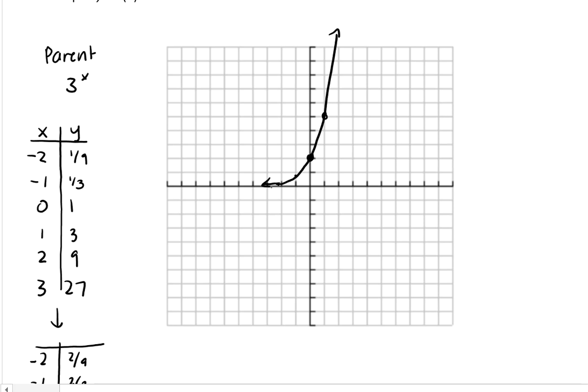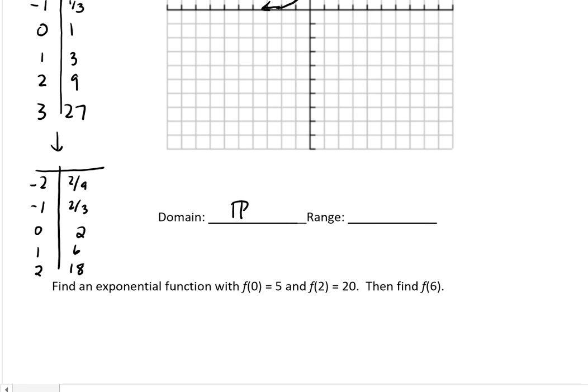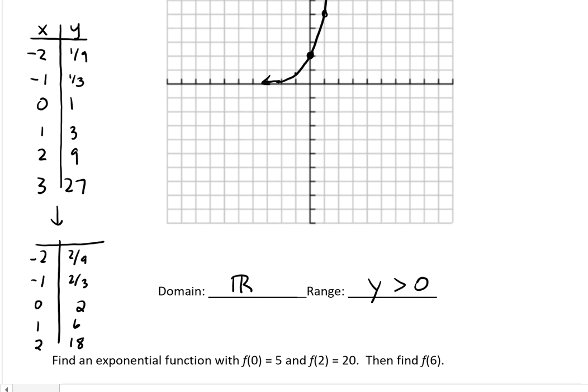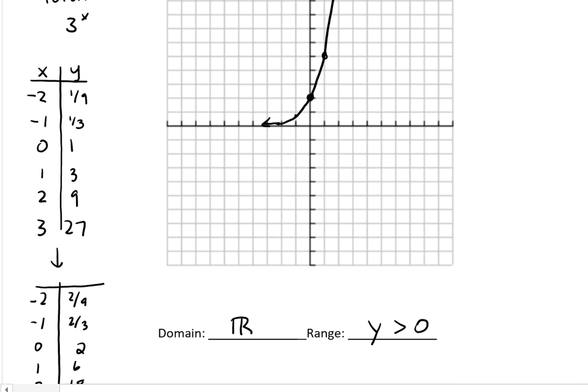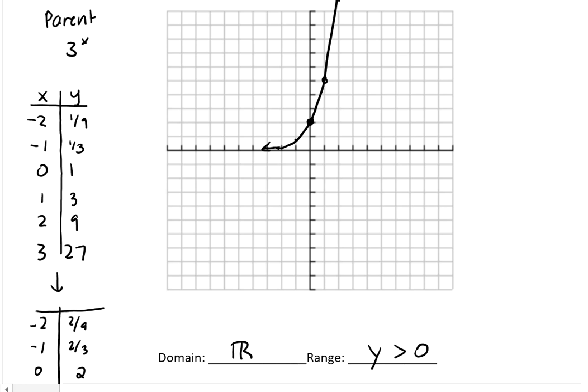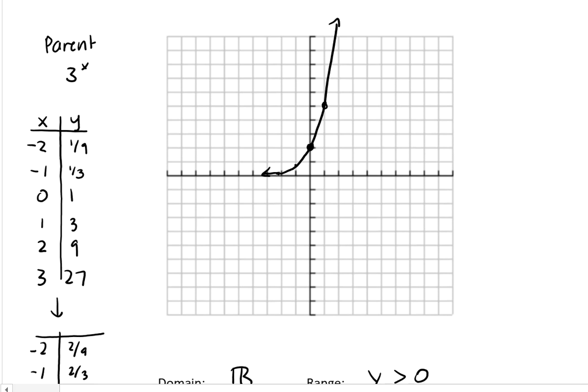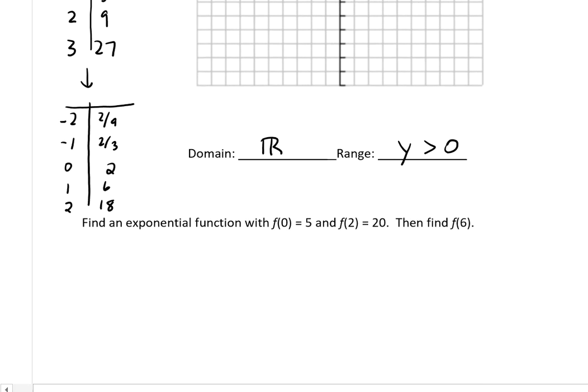Kind of like that. You can see the domain is still all real numbers, and my range is still greater than 0. The only time my range is going to change is if I have a vertical translation up or down. That'll change this as y is greater than or less than a number. Also, a reflection over the x-axis could flip it the other way.